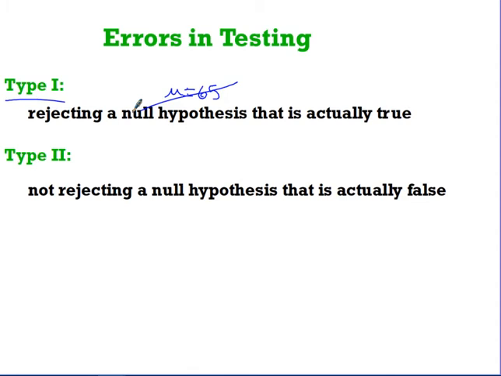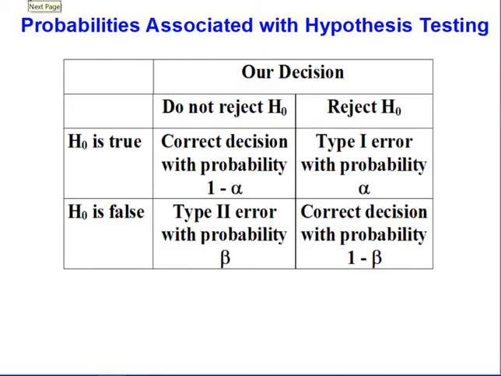A type 2 error is not rejecting the null hypothesis when it's actually false. So I have this null hypothesis again of 65 miles per hour, but I'm going to hold on to it even though the data tells me to get rid of it. That's a type 2 error. We're going to test ours on type 1 error. Type 2 errors are a totally different thing.